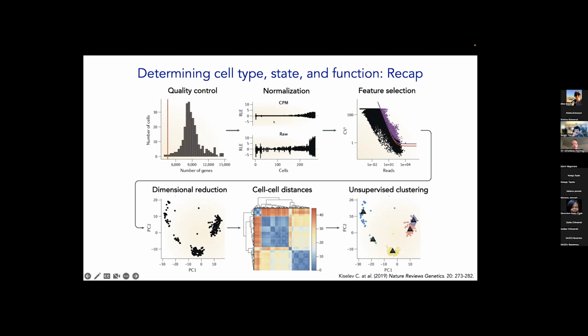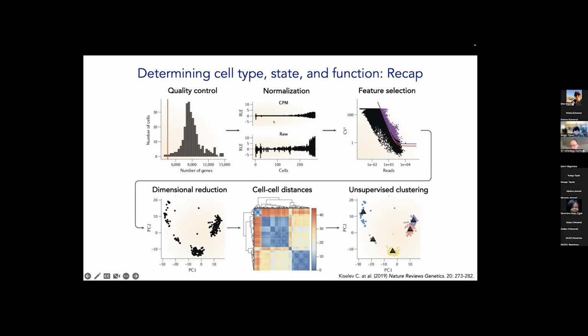Why unsupervised clustering? We're trying to learn representations in the data that we don't already know beforehand. We don't know that there are going to be T cells or B cells, or we don't have prior knowledge about the structure of the data. That's why it's called unsupervised clustering. We really just want to discover it without telling the algorithm beforehand what to look for.